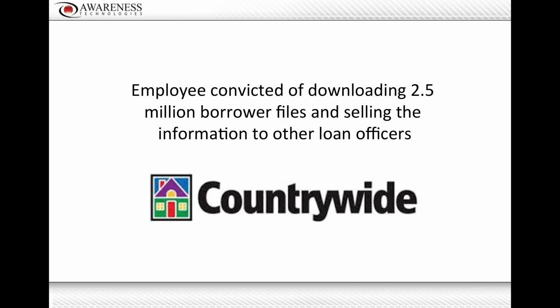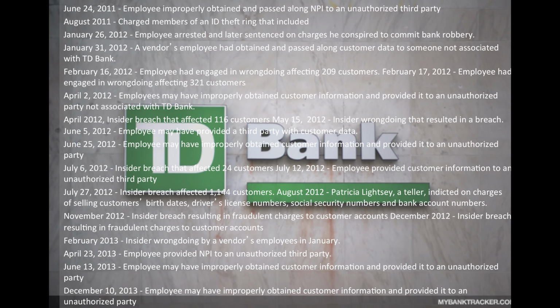We have Countrywide. Most people are familiar with Countrywide. They had an instance where an employee was convicted of downloading 2.5 million borrower files and selling that information to other loan officers. So here's somebody who's figured out a good side business that they can do. They can take people who've done Countrywide loans and find some other loan officers and sell them some hot leads at the low price of creating a data breach for Countrywide. So interesting kind of series of information there.